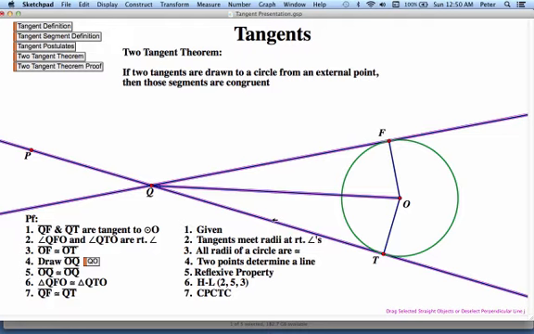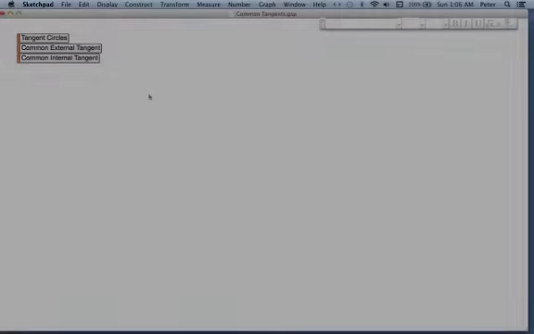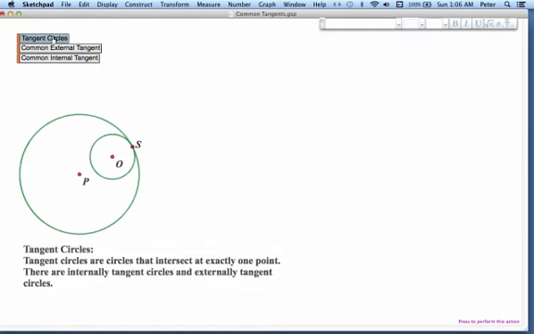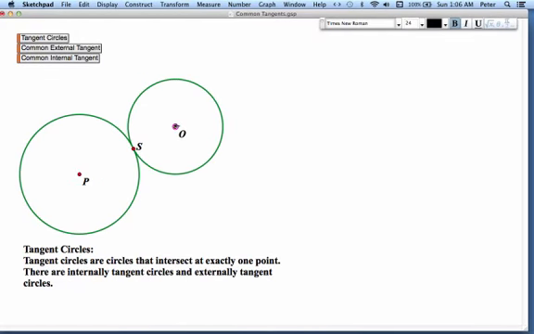All right, we're going to look at a couple more things with tangents. We're going to look at tangent circles and common tangents between two circles. The concept of tangent has a lot of applications. Let's first look at tangent circles. Tangent circles are two circles that only intersect at exactly one point. There are internally tangent circles like O and P because O is inside circle P. But there are also externally tangent circles because circle O is outside of circle P.